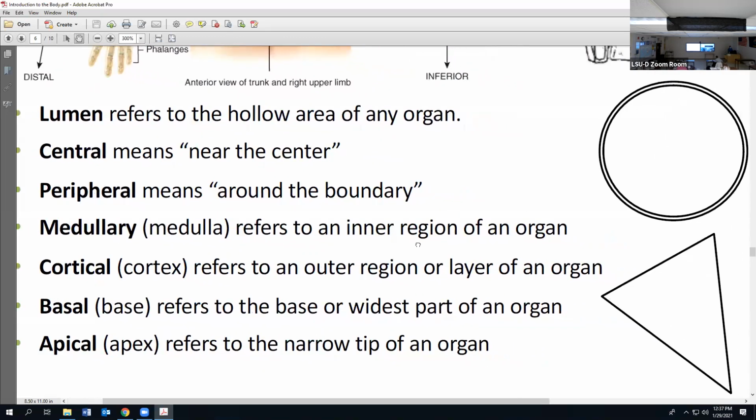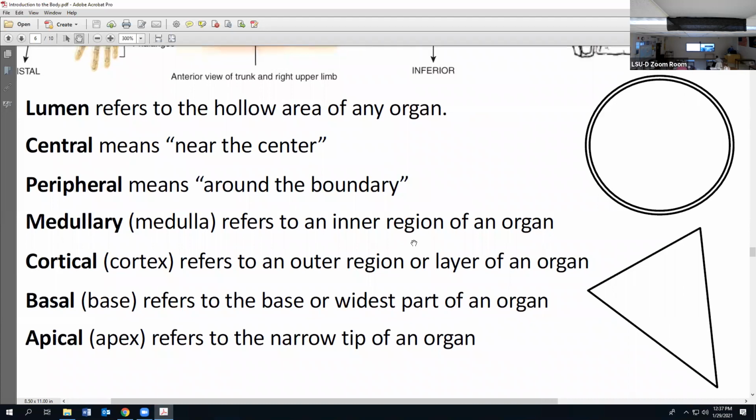All right, a term that we will come across a lot this semester is lumen. Lumen refers to the hollow center of an organ, just like a hollow area of an organ, like the picture on the right. And maybe that's a blood vessel that's been cut open. If you cut a garden hose and you look inside, anywhere on the inside where the water would be would be its lumen. Our stomach has a lumen. Our small intestine, large intestine have lumens. A lot of organs have a lumen.